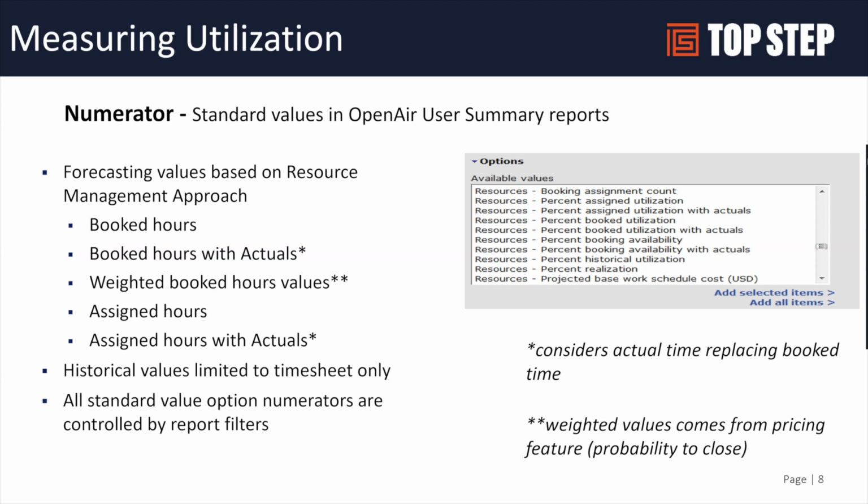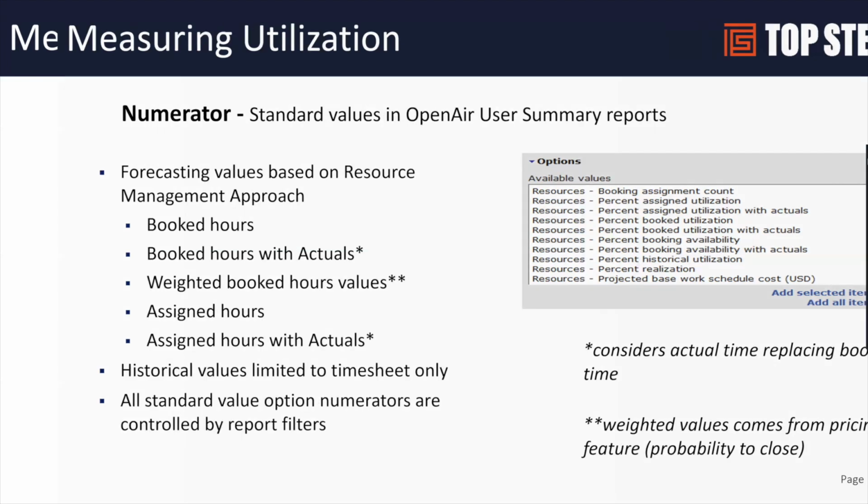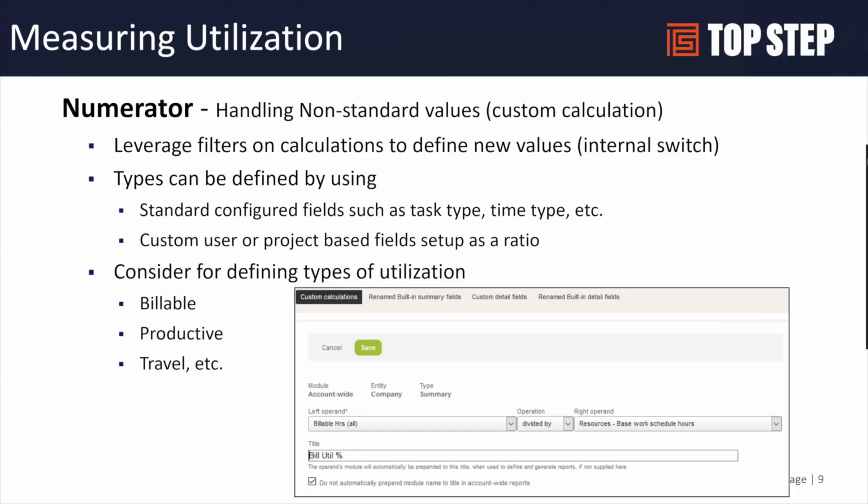So again, these are all basically pre-built standard values that you can select, but these are only available in a select set of reports, such as user summary reports or advanced utilization reports. This is generally not the way we see customers moving, but these are available. Generally it gets back to a custom calc handling these types of things.